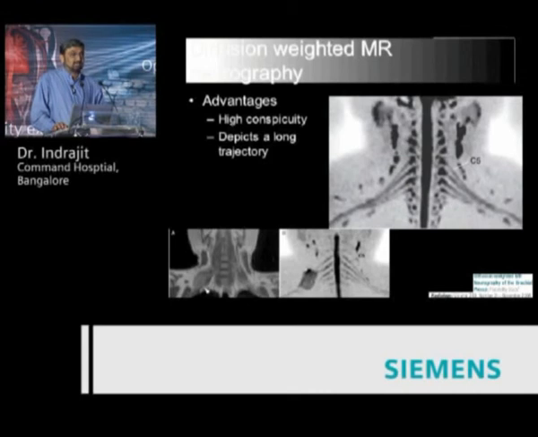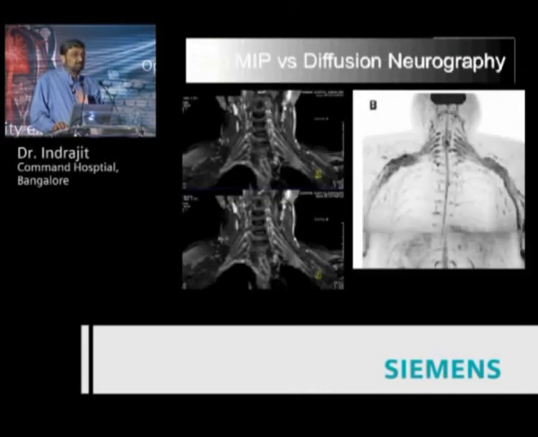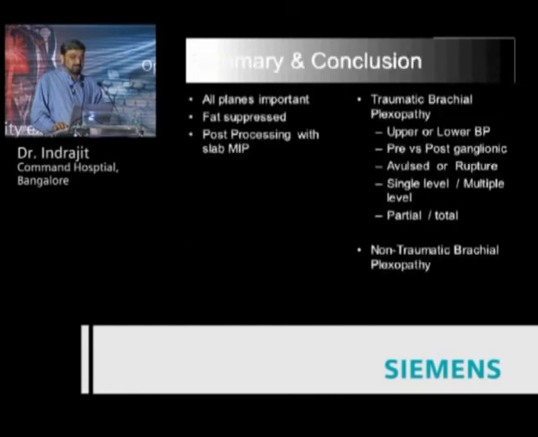But I think they should be taken in correlation with the slab MIPs, because slab MIPs give very good anatomical details, and if you combine both the images, then there is a meaningful analysis. So in summary, all planes are important in brachial plexus. Fat suppression is very useful. Post-processing with slab MIPs is something which is very, very rewarding.